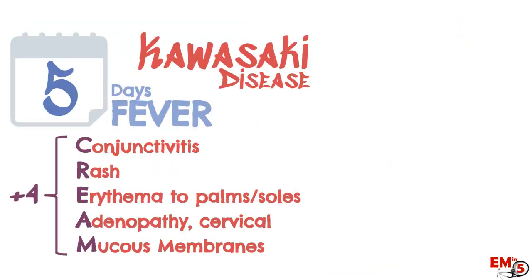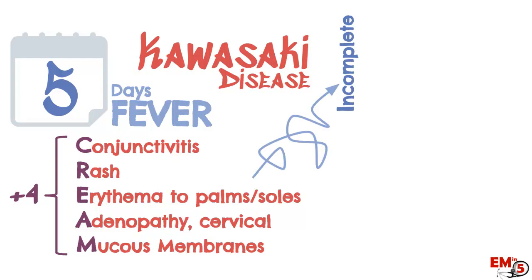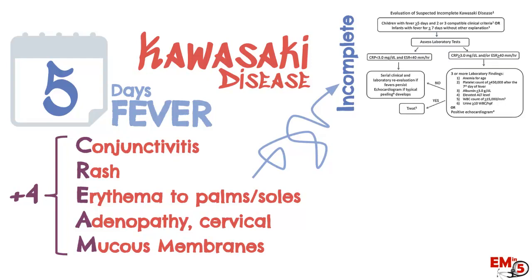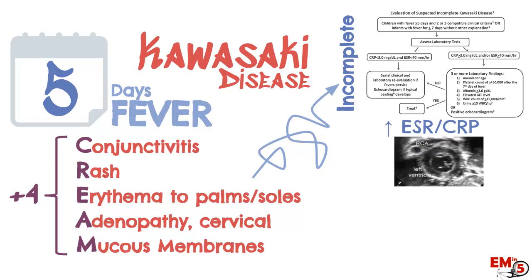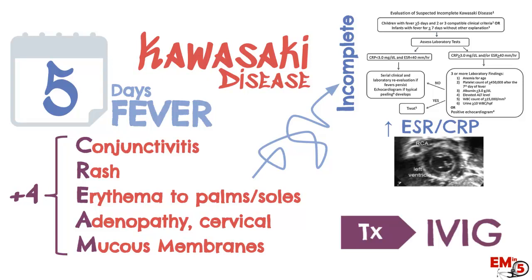Okay, so let's review. We have 5 days of fever, combined with 4 out of the 5 other symptoms. But just remember, if you have an incomplete picture, they don't quite make the criteria, use the AHA algorithm, get an ESR and CRP to see if you should go on and do further testing. If you're concerned, you need to get an echo to help make the diagnosis and start treatment right away with IVIG.